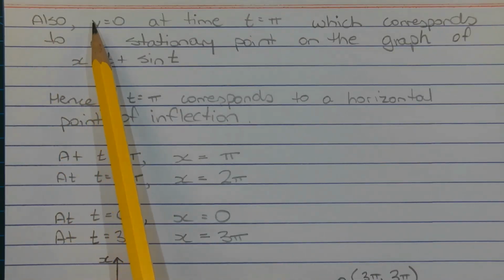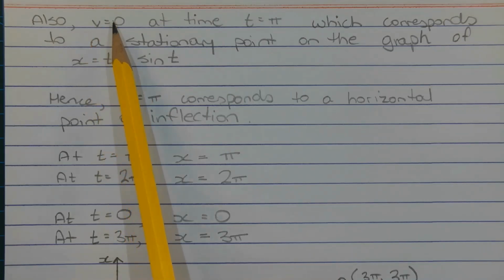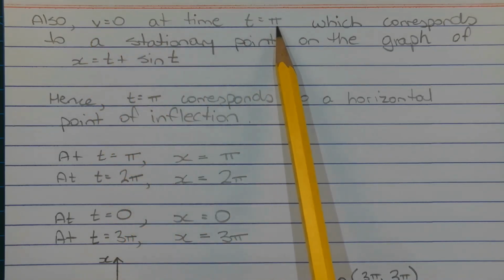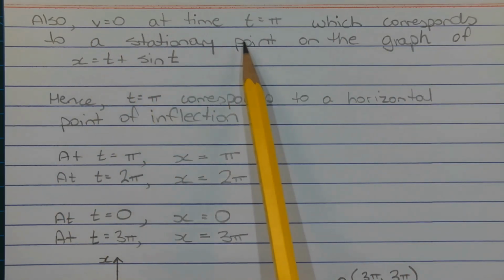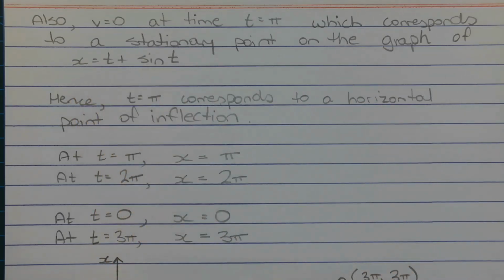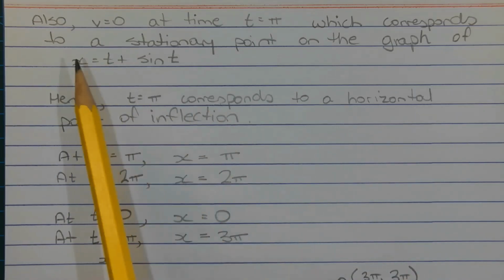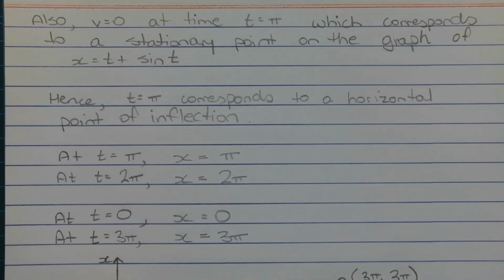Also, the velocity v, or dx/dt, is equal to 0 at time t equals pi, and this corresponds to a stationary point on the graph of x equals t plus sine t. Now, we previously saw that at time t equals pi, this corresponds to a point of inflection. So if it's a stationary point and a point of inflection, at t equals pi, this corresponds to a horizontal point of inflection on the graph of x equals t plus sine t.